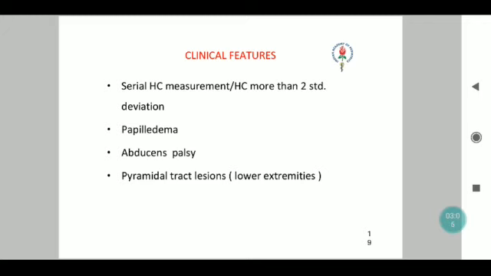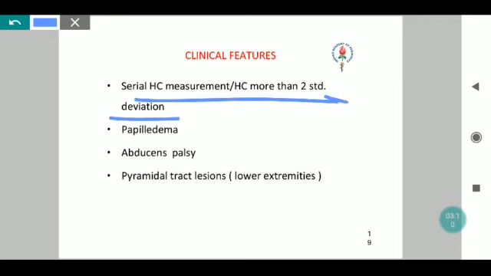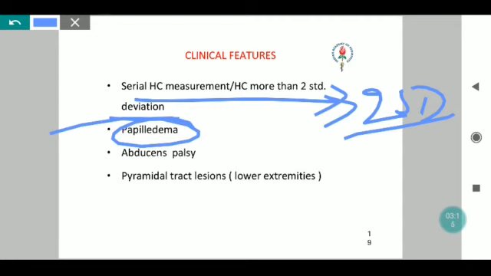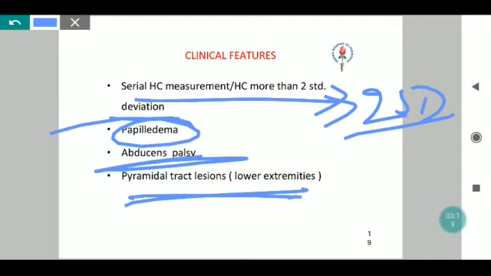It's important in these children to ensure that serial head circumference measurement is done, and head circumference more than a second standard deviation is always considered abnormal. Presence of papilledema is also significant, along with abducens palsy and lower pyramidal tract signs in the lower extremities.